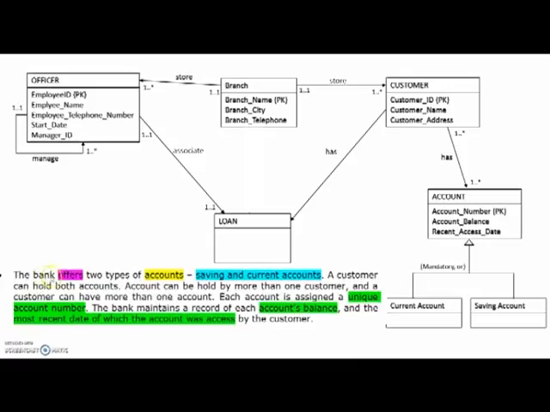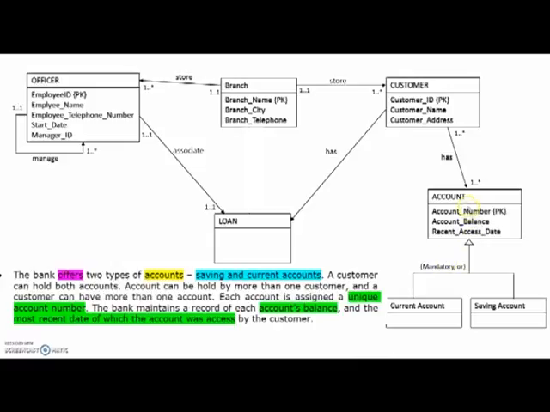In the first sentence, it said that the bank offers two types of accounts, that is saving and current account. Well, we use the generalization and specialization diagram to represent the meaning of this. So we draw two boxes, which is the current account and the saving account. Due to it being optional, we will write optional beside it.